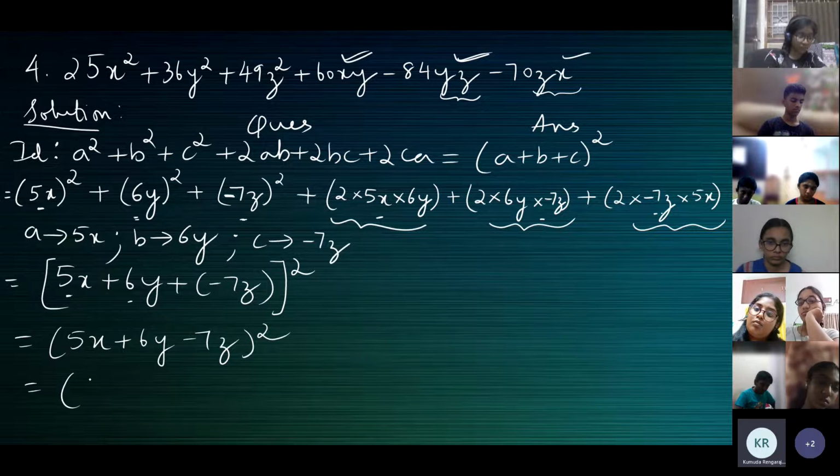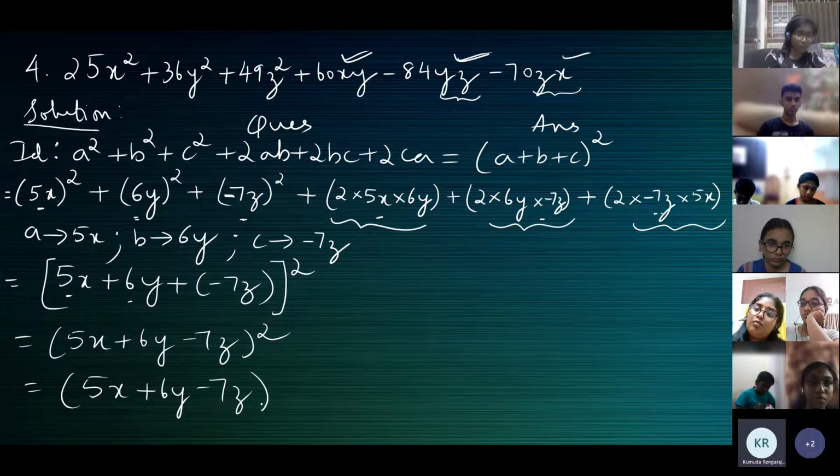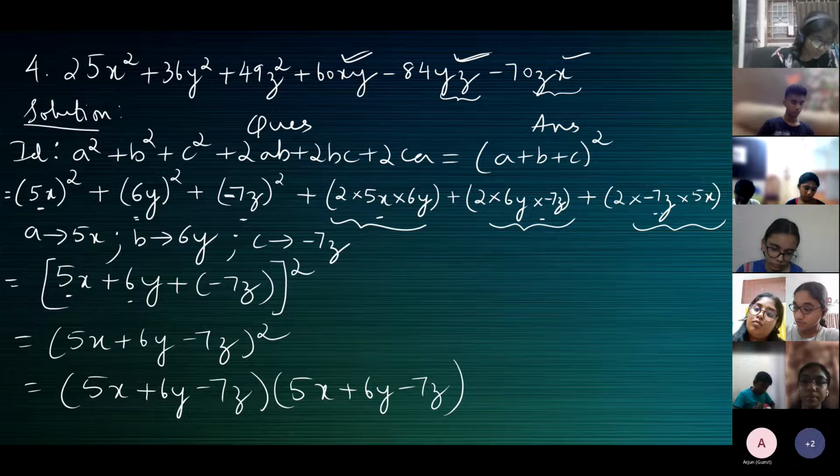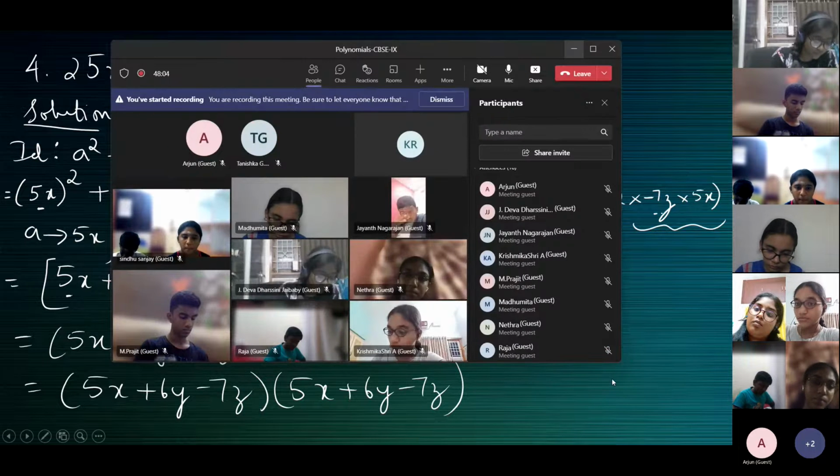You can write it 2 times: 5x plus 6y minus 7z into 5x plus 6y minus 7z, because it is a whole square, no? Please write down, children. Is it understood? I've explained this in the video.